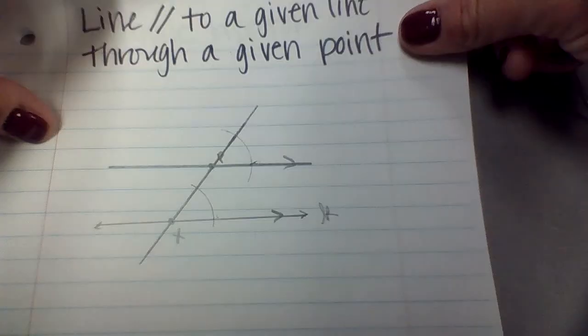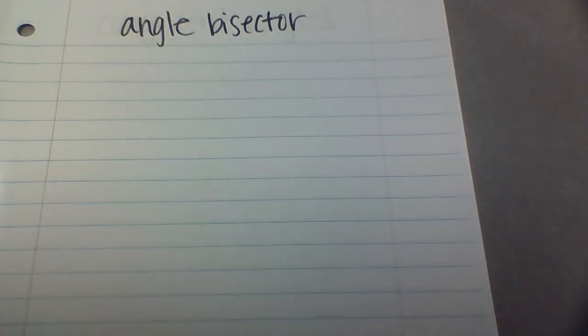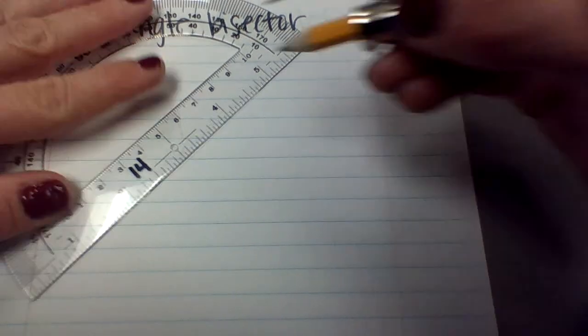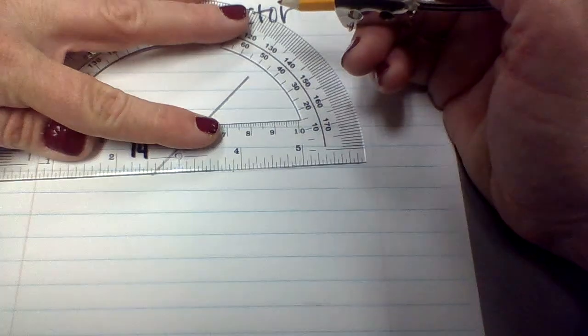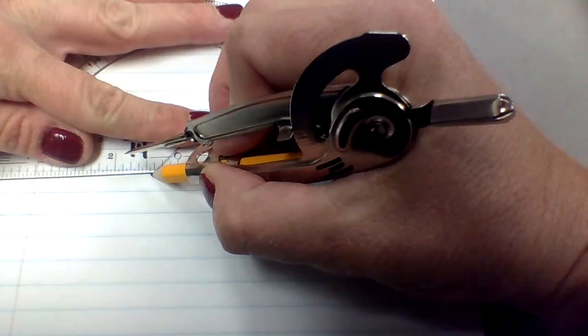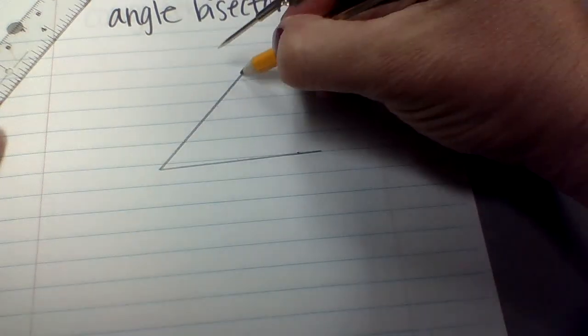And it could be close to what you've already done, but make sure you measure it. Okay. Next one we're going to do is an angle bisector. So the first thing you need to do is just draw an angle. Okay, so I'm going to draw. Doesn't matter what angle you do. It really doesn't matter at all. Okay, so I just drew that angle right there.